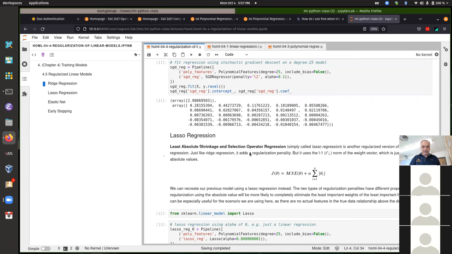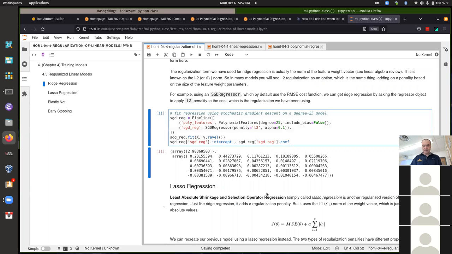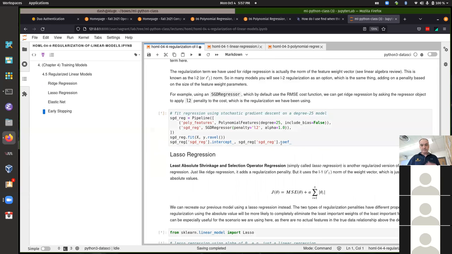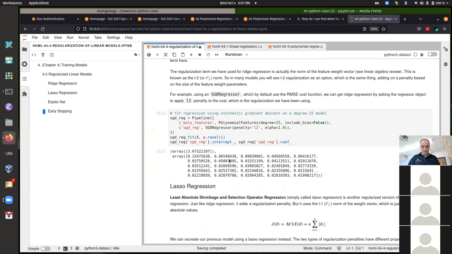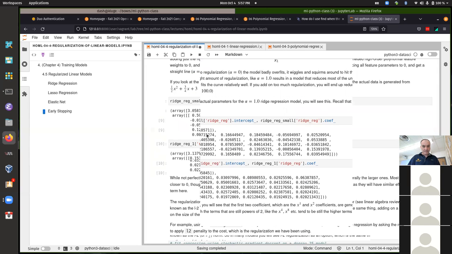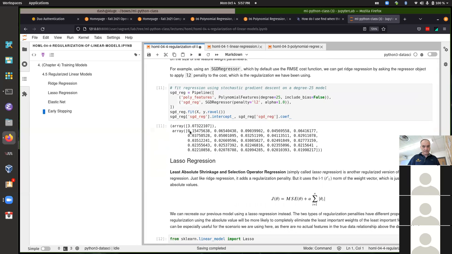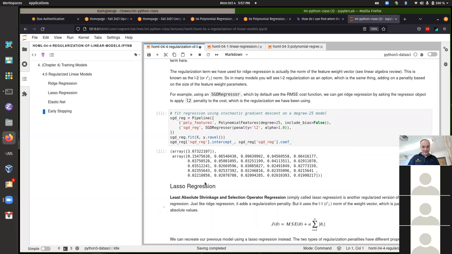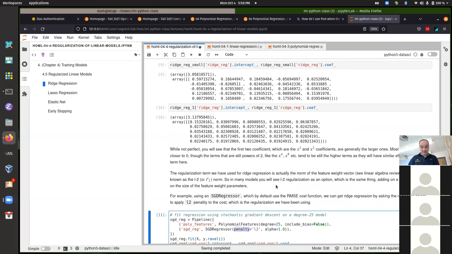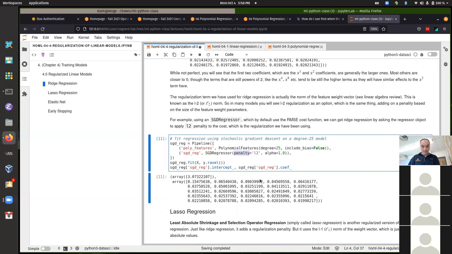I'm not certain why, but I believe if you use the same alpha on the same data here, you ought to get about the same parameters that you'll get using that same alpha with the ridge. Let's see if this is true or not. 3.058. Yeah, so I guess not exactly the same. There are some slight differences, so there's probably some other things we have to specify for the metaparameters here. But anyway, they should be doing about the same thing.